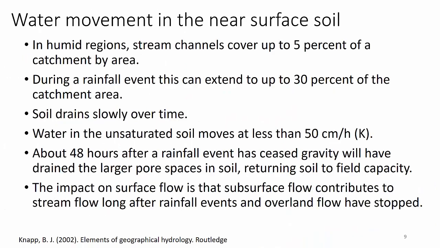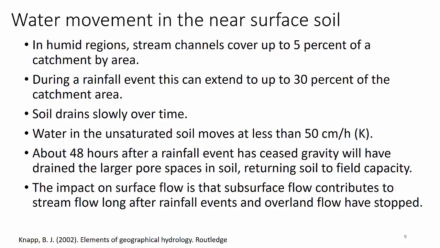In humid regions, stream channels cover up to 5% of a catchment by area. During a rainfall event, this can extend to up to 30% of the catchment area as the soil moistens away from the channel, as we saw in the earlier image. Soil drains very slowly over time, so water in that unsaturated soil only moves about 50 centimeters per hour. It's a very slow moving thing. And that's pretty fast for subsurface. That's half a meter in an hour.